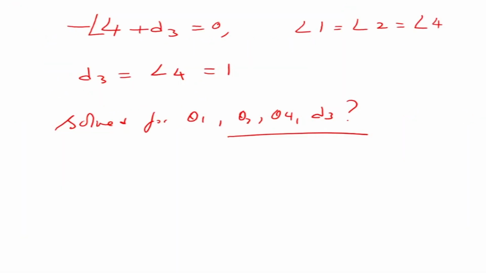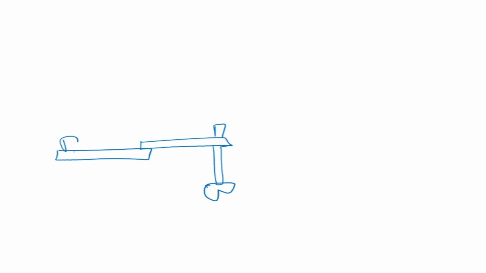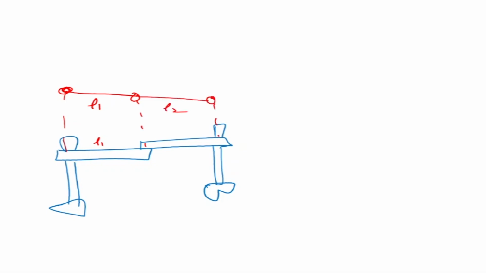So what I'm trying to say here, let me just draw it and explain. This is one link, this is another link, and that is my end effector. When I'm looking at the top view of this manipulator, this is one link, and this is the other one. This is the first joint, so this is my L1. This is the second joint, so this is my L2. Z3 is that side and Z4 is this side, and D3 is here. It can just move up and down.